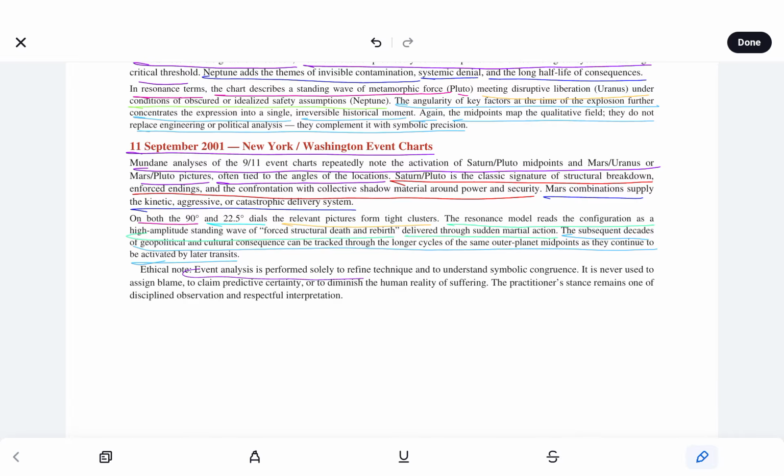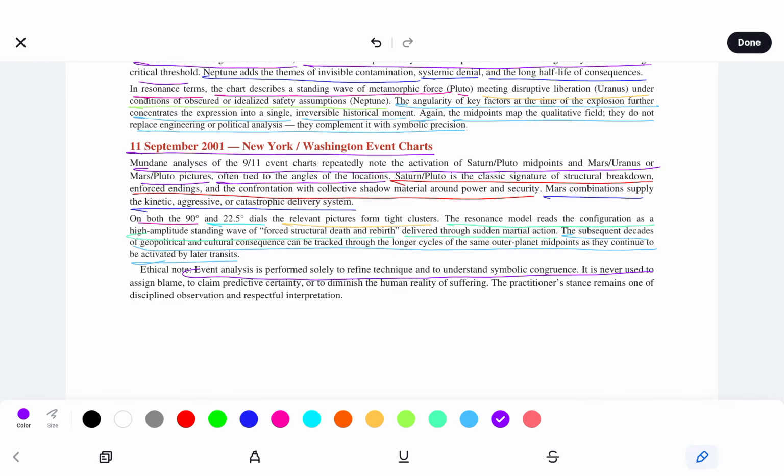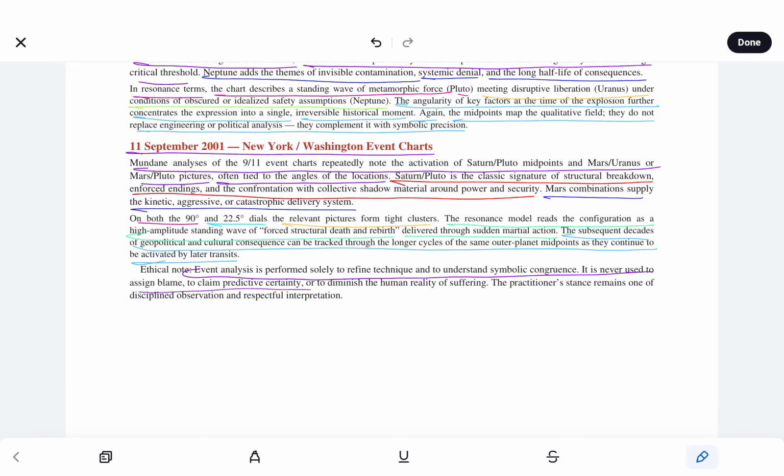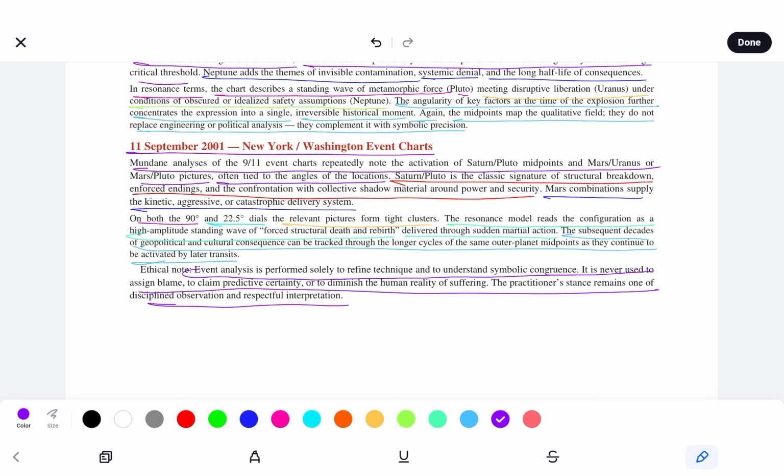Event analysis is performed solely to refine technique and understand symbolic congruence. It's never used to assign blame, to claim predictive certainty, or to diminish the human reality of suffering. The practitioner's stance remains one of disciplined observation and respectful interpretation.